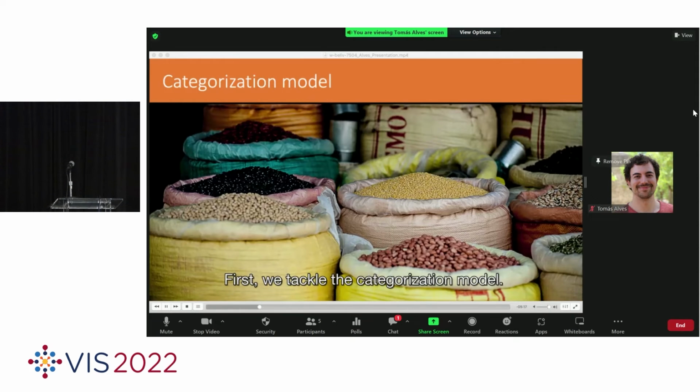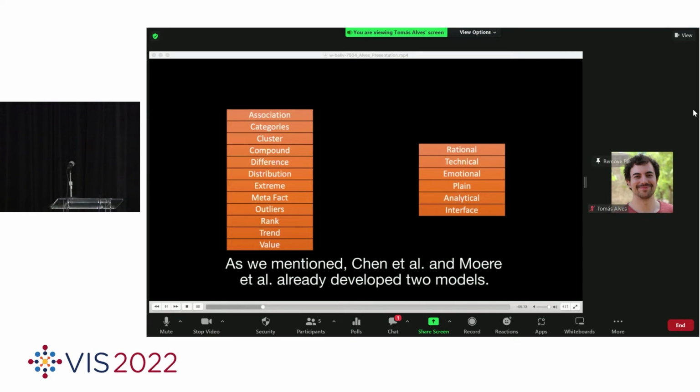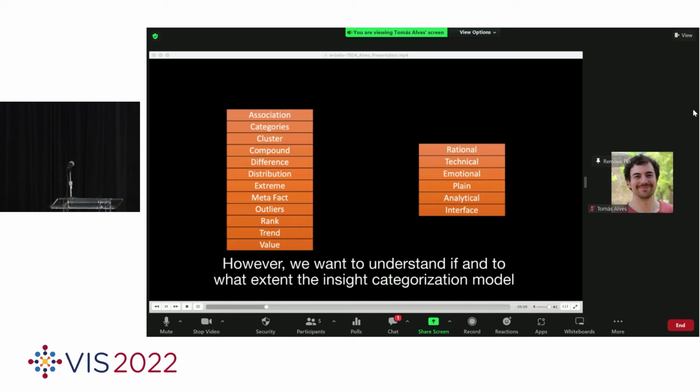First, we tackle the categorization model. As we mentioned, Chen et al. and Moer et al. already developed two models. However, we want to understand if and to what extent the insight categorization model affects the descriptions of insights based on the same corpus of responses.